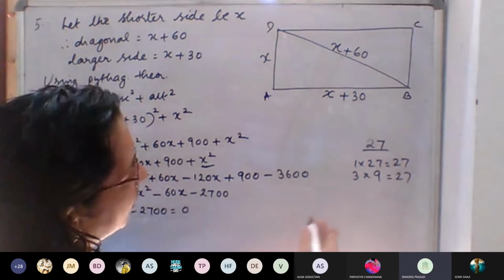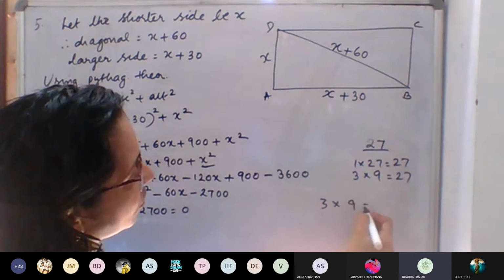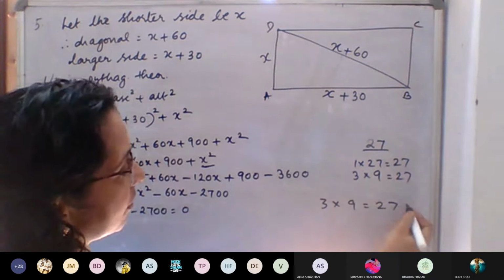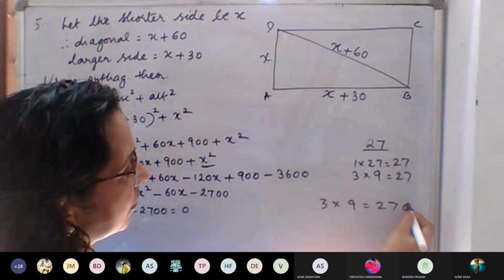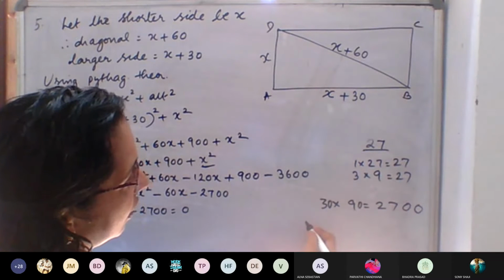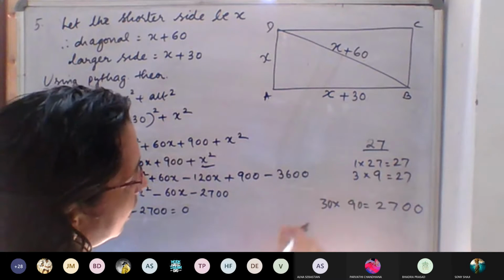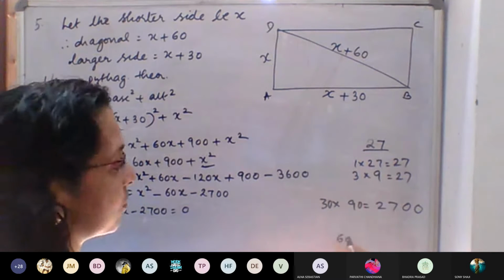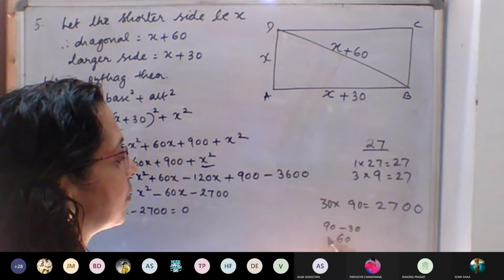Minus 90 plus 30. 3 into 9 is 27. We need 2700, which means 2 zeros, so if we add one 0 here and one 0 here, that means 90 and 30. 90 into 30 is 2700. Then we need 60 also. So 90 minus 30 is what? 60.